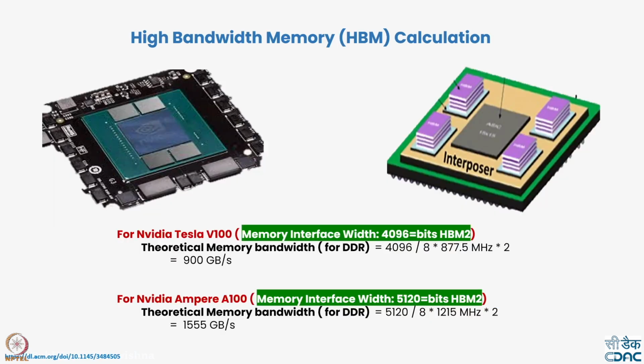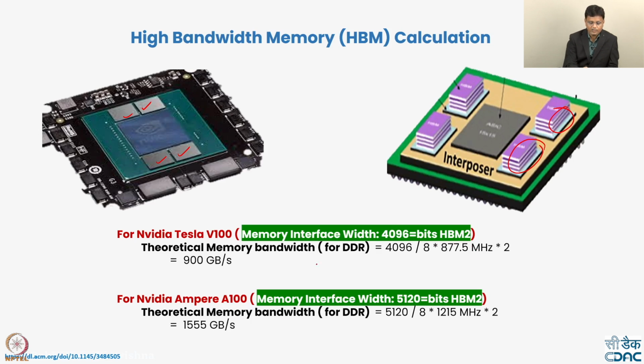Now, I will discuss the high bandwidth memory, HBM, calculation. I have 2 images in front of you. You can see that the HBM is present on the GPU, and it is stackable; the image shows the stacking of the HBM memory. It provides high proximity because it is very close to the GPU. Let us do the calculation for the NVIDIA Tesla V100. The memory interface width as per the data sheet is 4096 bit, HBM2.